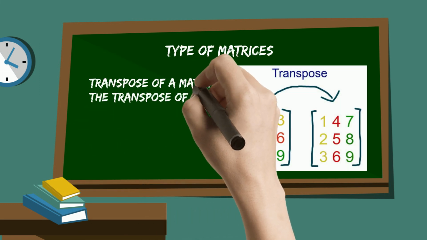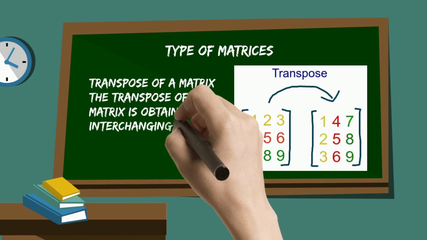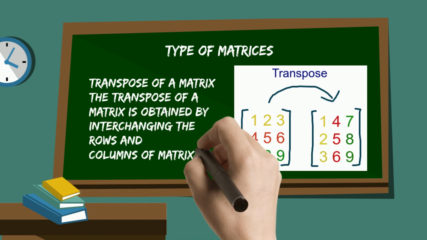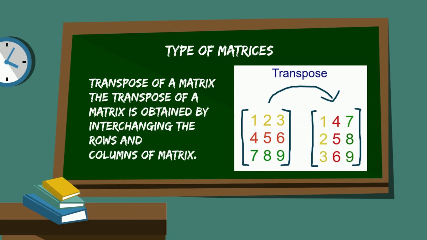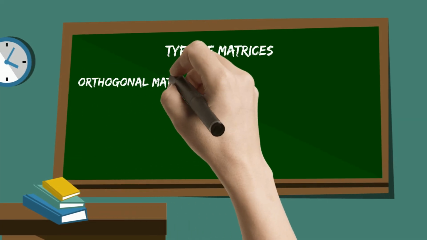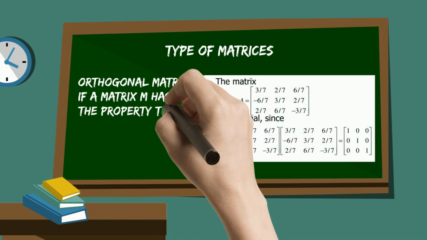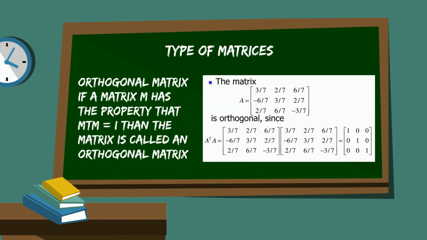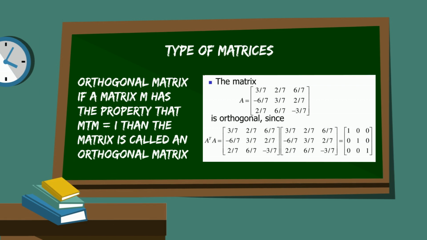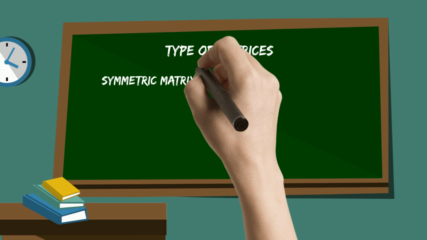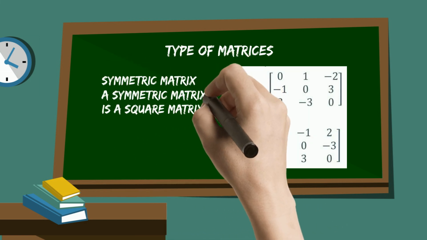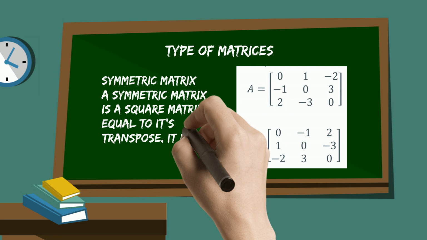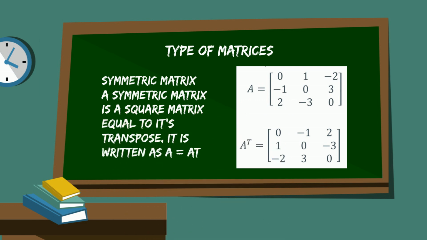Transpose of a matrix. The transpose of a matrix is obtained by interchanging the rows and columns of the matrix. Orthogonal matrix. If a matrix M has the property that M^T M equals I, then the matrix is called an orthogonal matrix. Symmetric matrix. A symmetric matrix is a square matrix equal to its transpose. It is written as A equals A transpose.